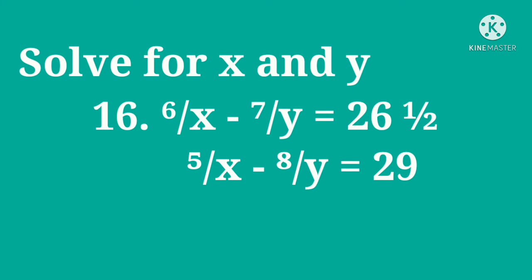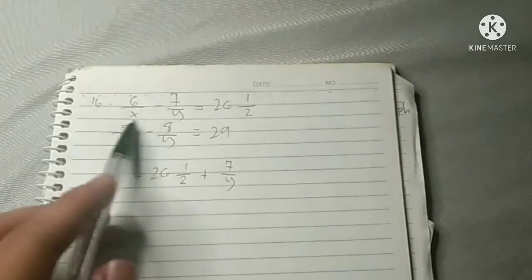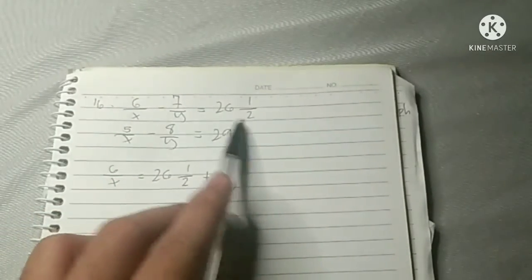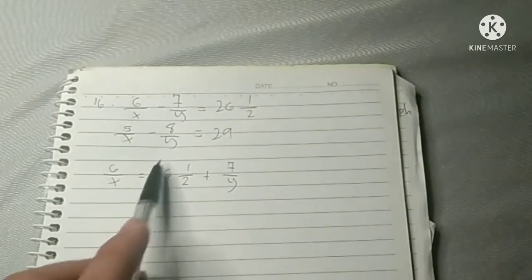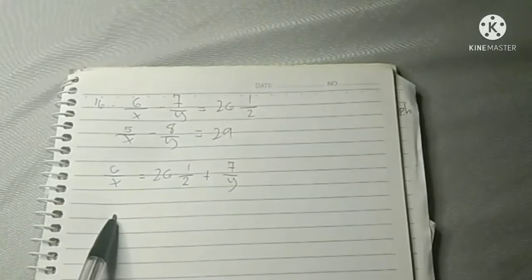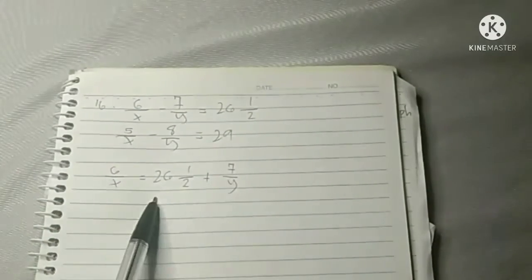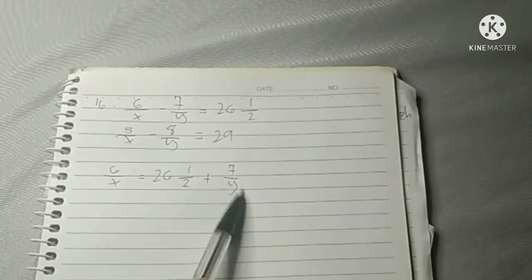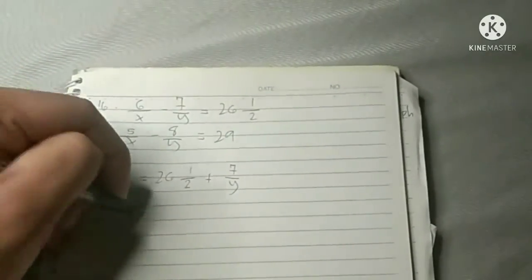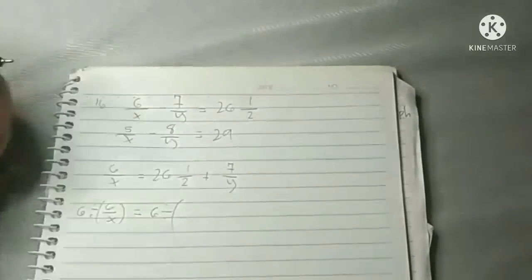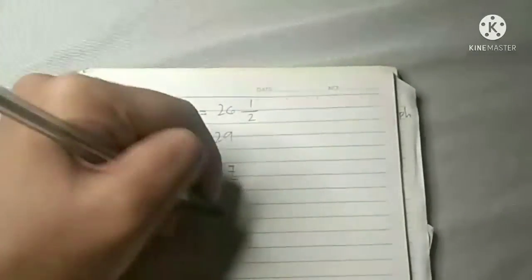For number 16, we will solve for x and y. So 6 over x minus 7 over y equals 26 and 1 half, and 5 over x minus 8 over y equals 29. So to solve this, we will use the substitution method. So to do that, let's transpose our 7 over y to the other side. So now we will get 6 over x equals 26 and 1 half plus 7 over y. And what I did is I put 6 divided by 6 over x equals 6 divided by 26 and 1 half plus 7 over y.